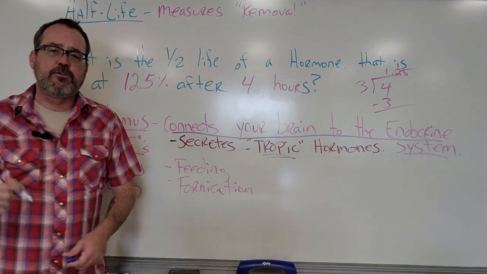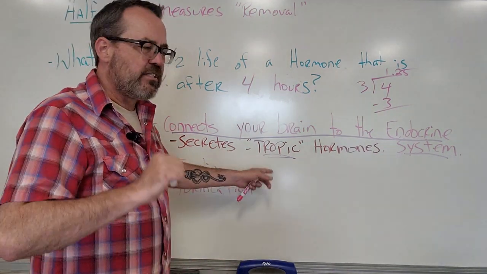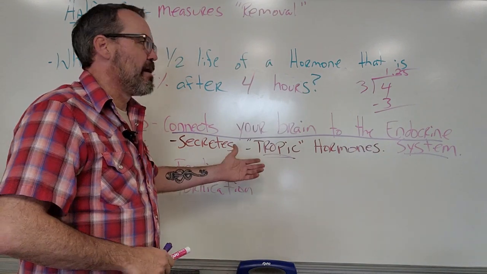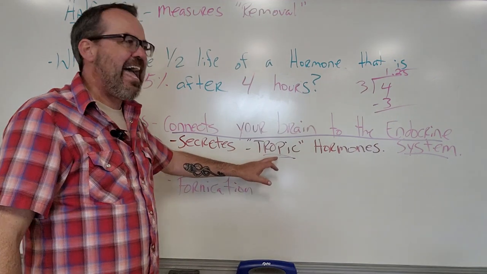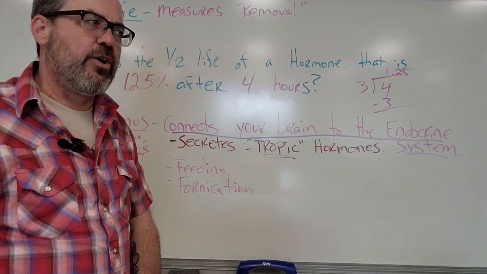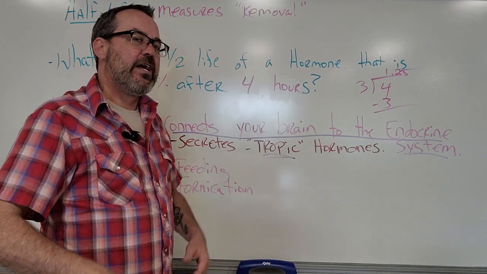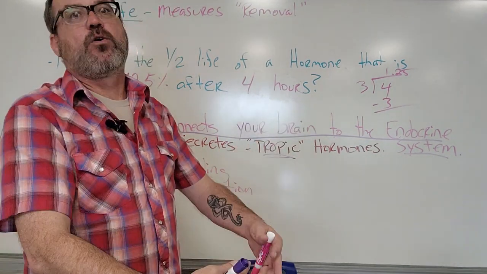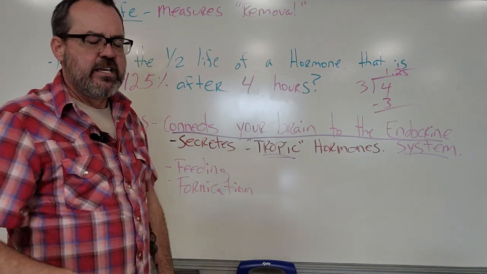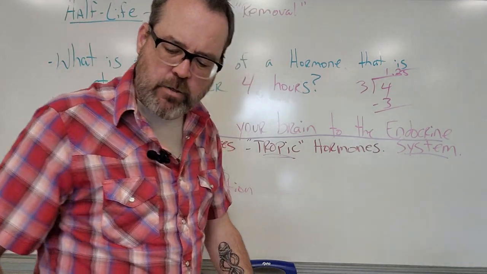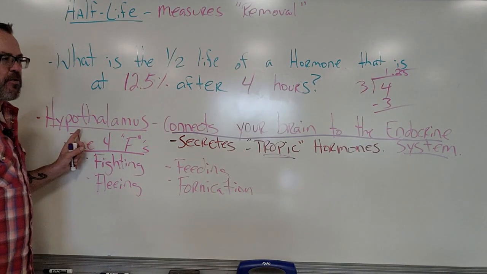You may see it as tropic. You may see it as tropin. Either way, it's always a suffix in the word. So we'll say like gonadotropin or corticotropin, something along those lines that add the tropic component to it. So a tropic hormone is a hormone that when it gets released, it causes other hormones to be released. That's what a tropic hormone is. It's a hormone that causes other hormones to be released, and we get several tropic hormones out of our hypothalamus.